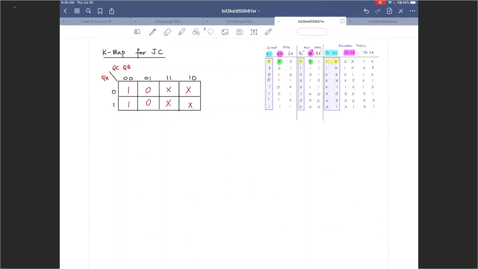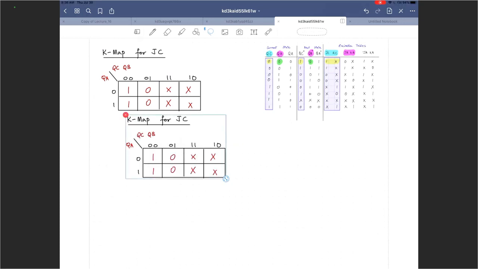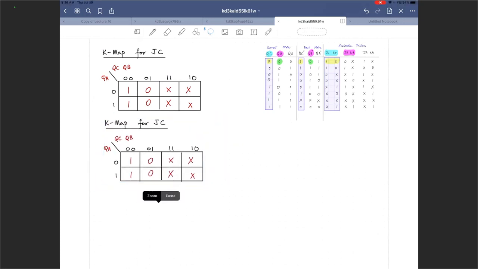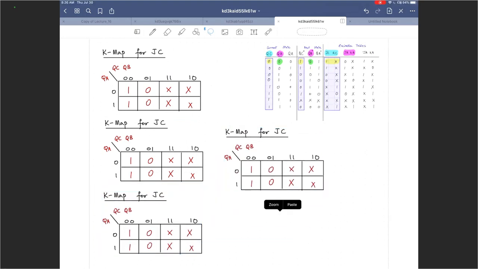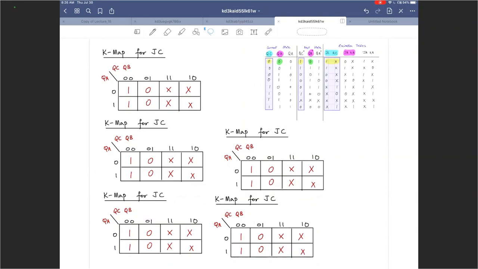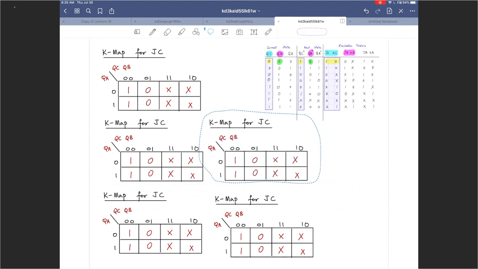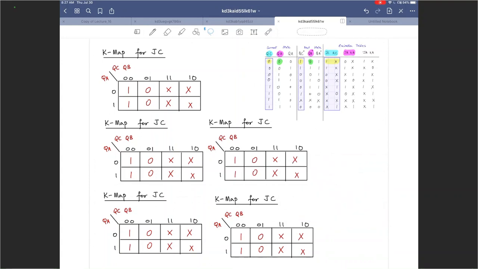Now I'm going to also quickly do this for others. Copy, paste, paste. I think I got 5 here. Oh no. All right, let's do the other one at the end. All right, so for JC, KC, all right.